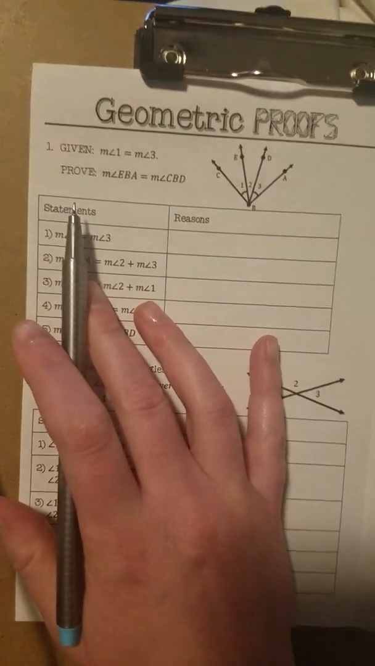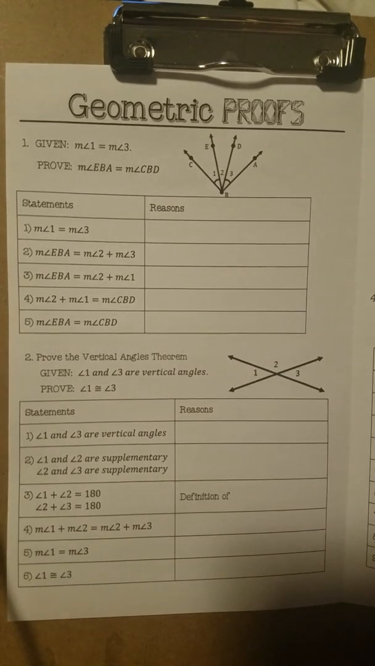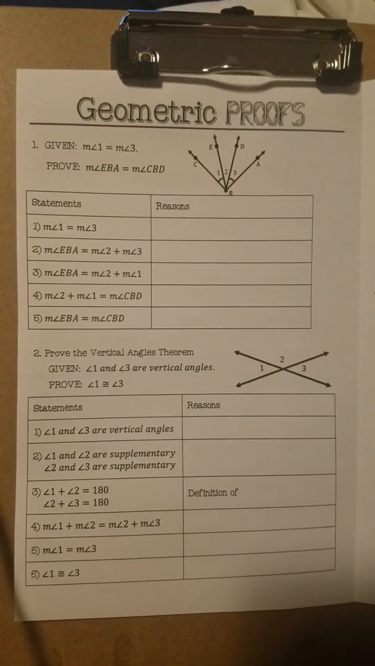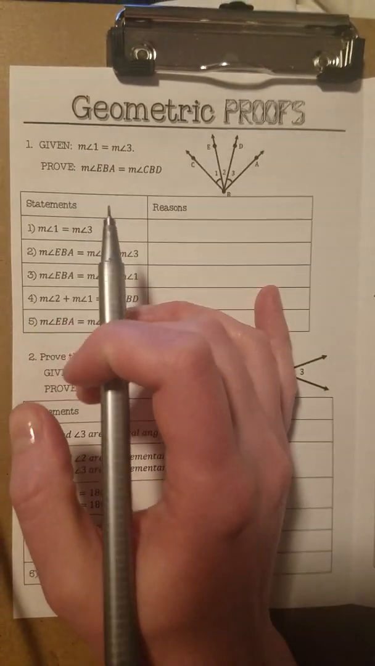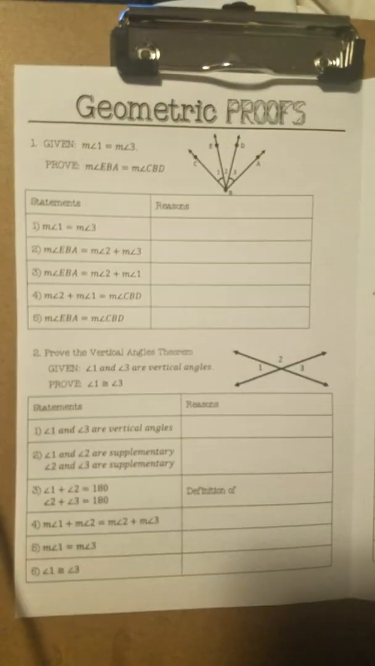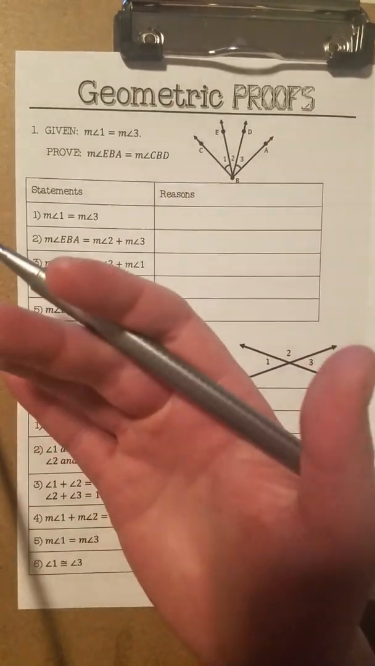On to geometric proofs. This is a little more complicated because we have a lot of theorems and postulates and a lot of things that we need to know that sometimes it's easy to forget. So the first thing, you should have a colored paper that has common theorems and postulates on it to kind of help guide you through this process.